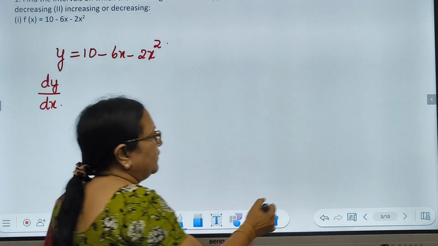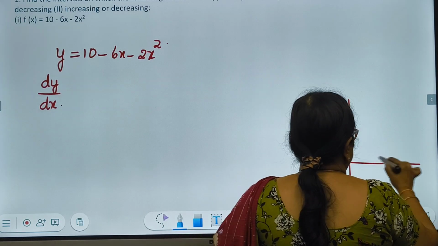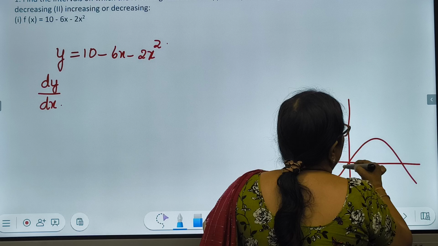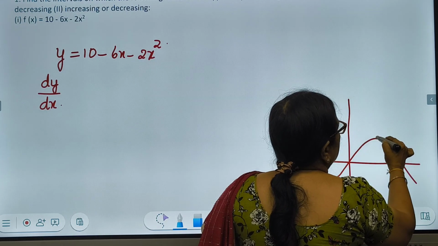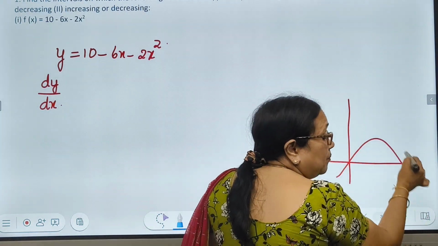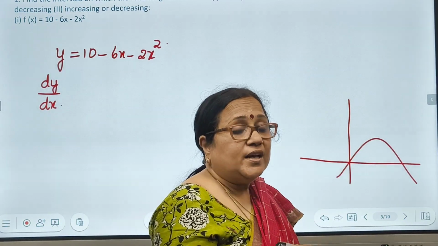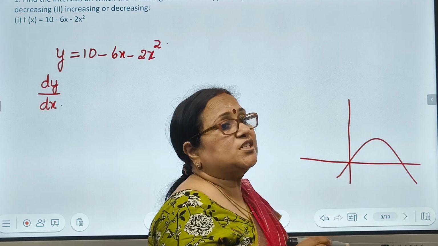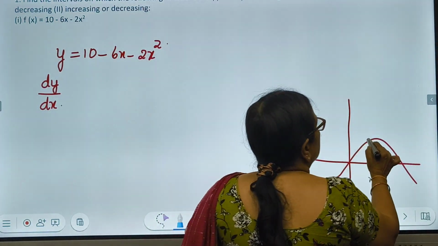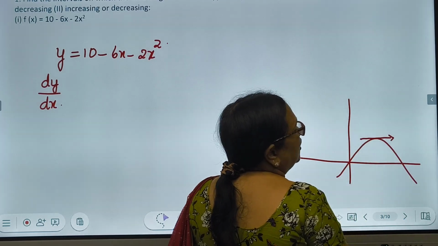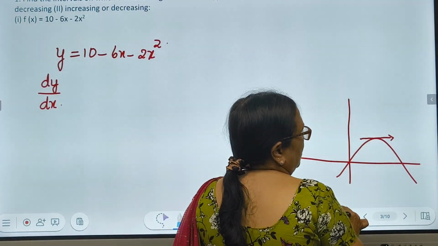Okay, now suppose you have a graph like this. If I draw it, the slope here goes on increasing and then decreasing. Before it changes from increasing to decreasing, there will be a point where the slope of the tangent is 0. So here the slope of the tangent will be 0. That means it's parallel to the x-axis. Are you able to follow?